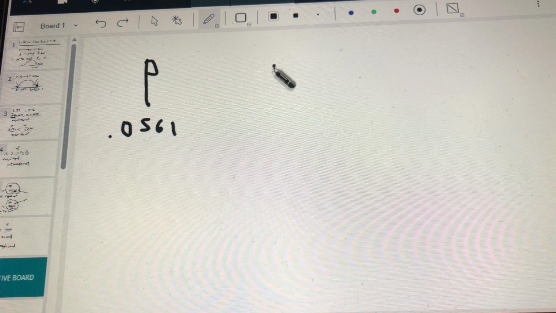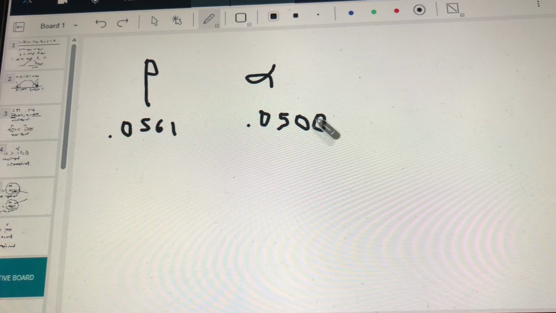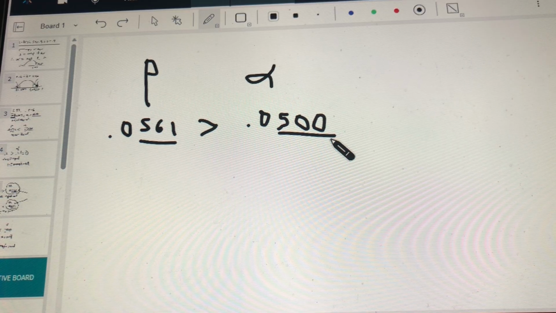0.0561. The given alpha is 0.05. Add 2 zeros to it. 561 is greater than 500. The p-value is greater than alpha. It's not less, it's not low, so do not reject the null.